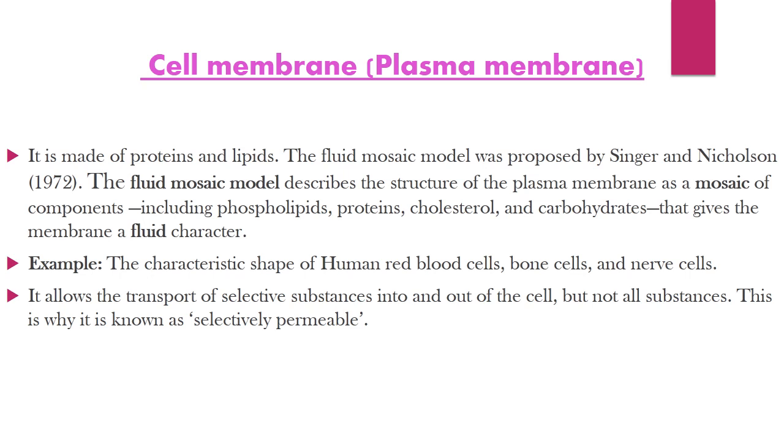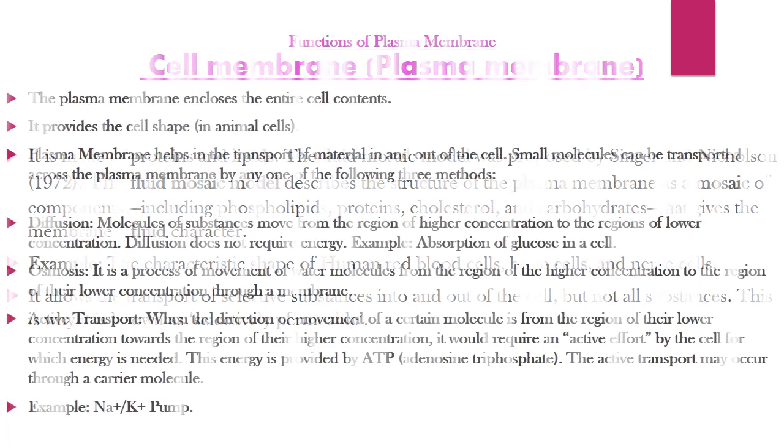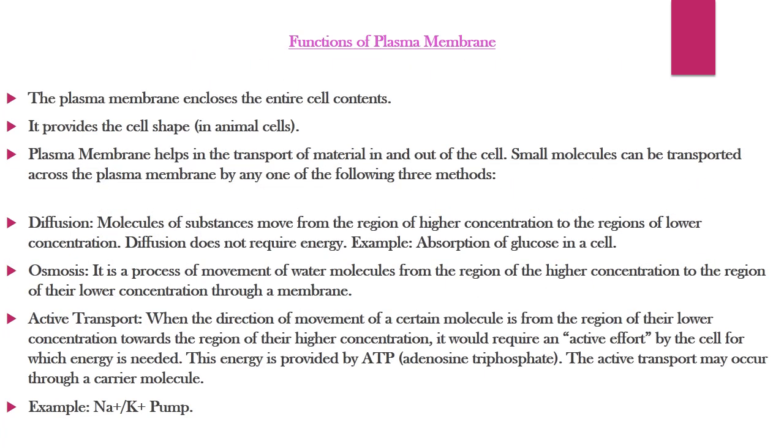It allows the transport of selective substances into and out of the cell, but not all substances. This is why it is known as selectively permeable. Because, you know, membranes are of three types: impermeable membrane, the second one is selectively permeable, the third one is permeable. So, functions of the plasma membrane.